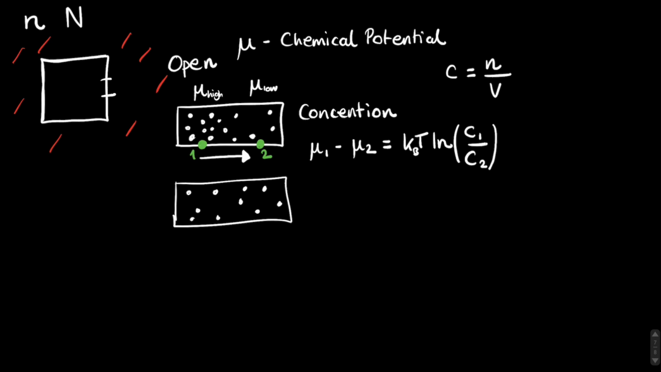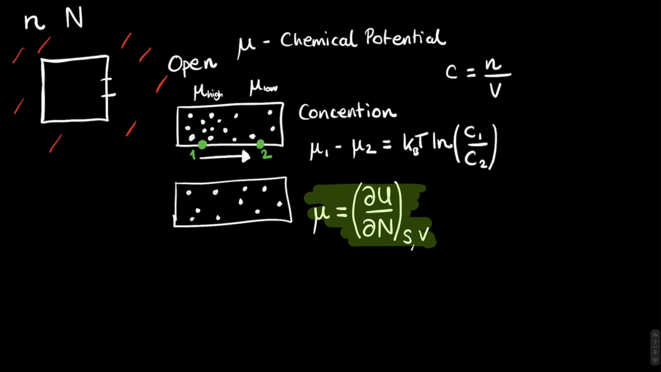And a more thermodynamic definition of the chemical potential is that mu is equal to the derivative of U with respect to the number of particles. So as I said, it's the energy per particle, keeping the entropy and the volume constant. So that is our definition of chemical potential. It's the potential energy per particle.